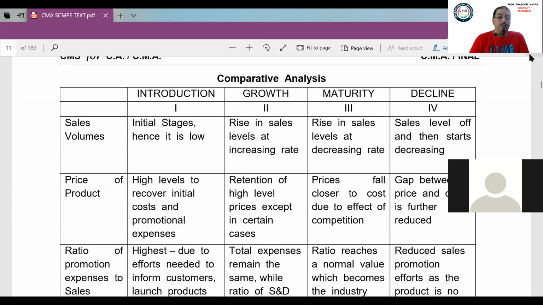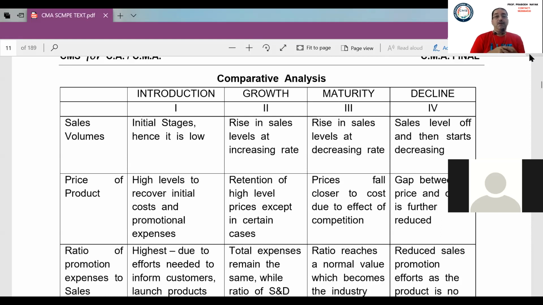What happens to sales volume in the initial stages? It is a new product, you are just launching it in the market. Are the customers aware? No, the customers are not aware. So the sales will be very low. It may not be as high as you expect. In the growth stage, once the product is slowly purchased by customers, they find that you have a good quality product. Then they start buying the product. They tell their friends, their neighbors, their relatives. Sales start increasing, multiplying. So there is an increase in sales in the growth stage at an increasing rate.